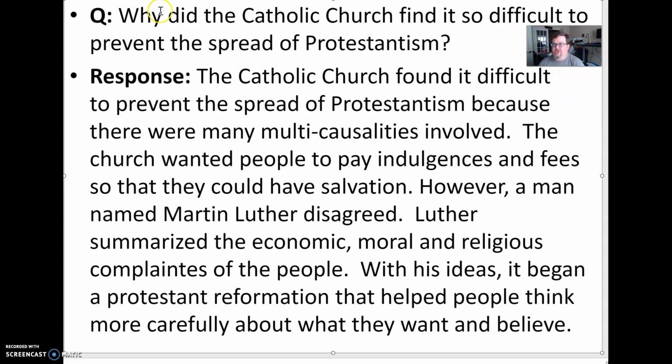In this case, the question is, why did the Catholic Church find it so difficult to prevent the spread of Protestantism? And yes, this is not from our class. This is from a 102 class. I didn't want to prejudice you in writing any of your responses for our class.